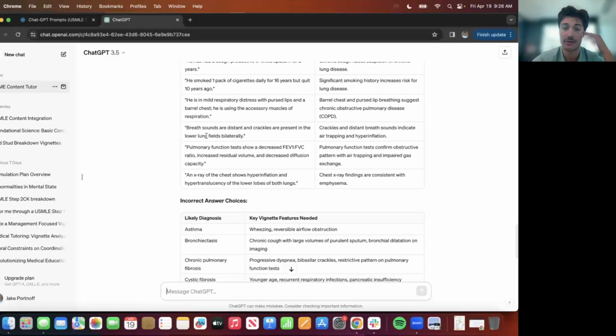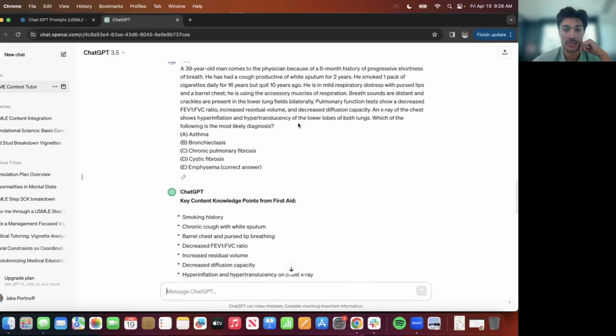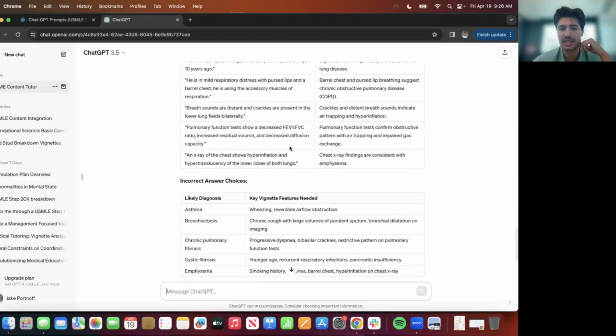All right, let's continue down. Breath sounds are distant and crackles are present. Okay, so more findings on examination that help bring the clinical picture to life. That may suggest, of course, air trapping and hyperinflation. And then we finally get some interpretation of spirometry here with the FEV1/FVC ratio. And because that was decreased, right, less than 0.7, we're thinking that might be an obstructive pathology, a problem with air trapping, right?